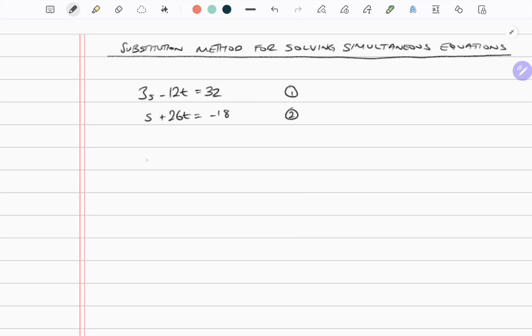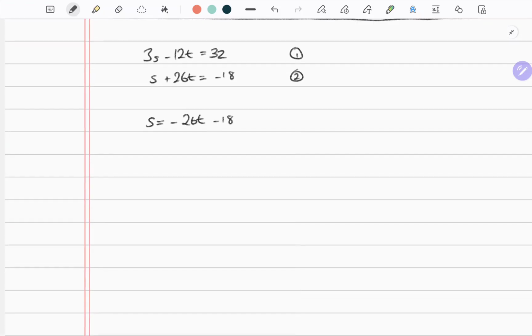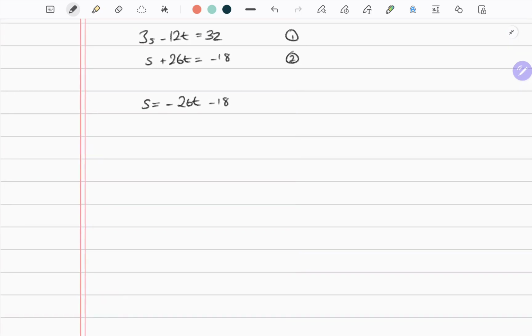So that would just mean that s is equal to minus 26t minus 18, because what we've done is we've just subtracted 26t from both sides. And then we're going to substitute that value for s into equation 1. So that will look like this.